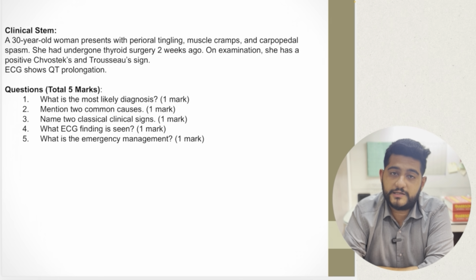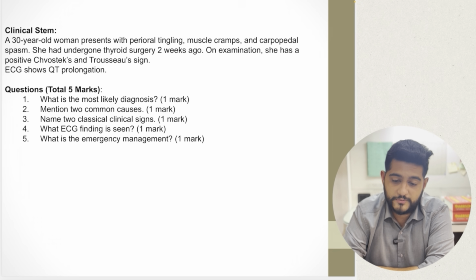Then the next question: a 30-year-old woman presents with perioral tingling, muscle cramps, carpopedal spasm. She had undergone thyroid surgery 2 weeks ago. On examination, she has a positive Chvostek and Trousseau sign. ECG shows QT prolongation. What is the most likely diagnosis? 2 common causes, 2 classical clinical signs, ECG finding, and emergency management.